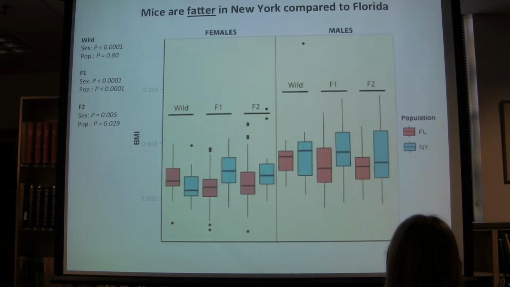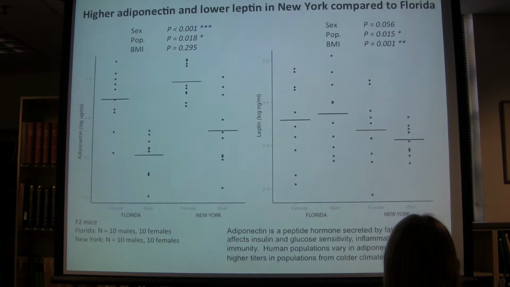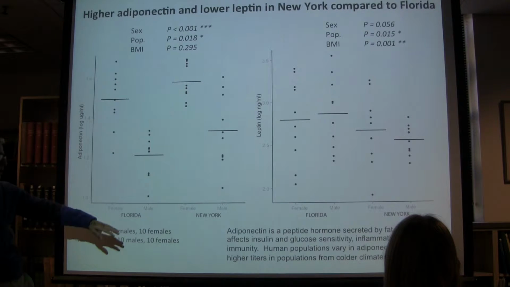So BMI is different, and this makes sense. You might expect mice in a cold climate to have a higher fat content. If you start to look at aspects of blood chemistry, you see many differences, and almost everything we've looked at shows differences between the populations. There are higher adiponectin and lower leptin levels in New York compared to Florida.